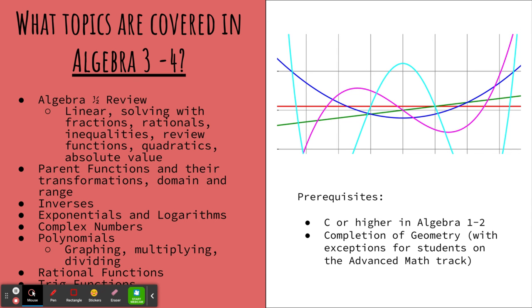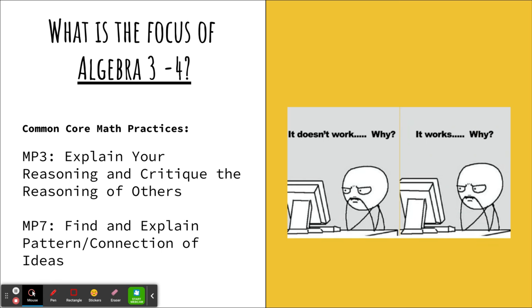To take this course, you need to have a C or higher in Algebra 1-2. Mostly you'll have taken geometry prior to this class, with few exceptions for students on an advanced math track. For students essentially who are taking that summer course in geometry that allows them to get to Calculus BC their senior year. So that is the context in which a freshman would be in this class.